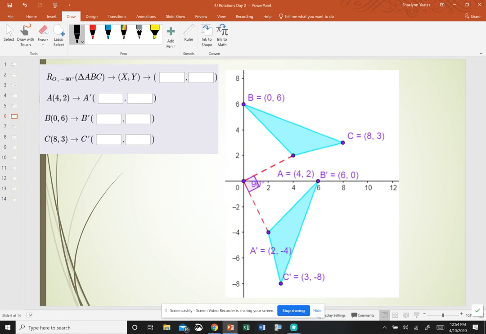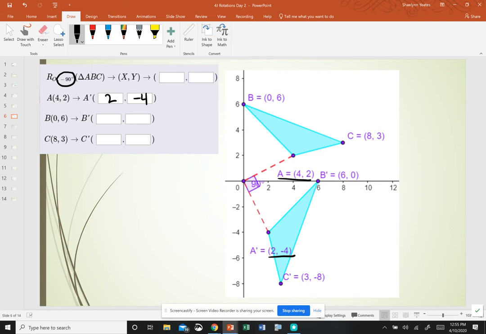Okay, what if we rotated -90 degrees? We rotated the other direction. So, I don't go through all the problems on today's assignment just because there are so many of these that are very similar that you can literally get the answer just by dragging the thing. So A goes from 4, 2 to 2, -4.